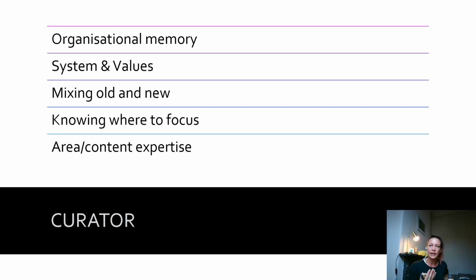They kind of maintain the department or organizational system and values. They're kind of the Jiminy Cricket, the moral compass of the group. And they provide a mix of the old and new. So they really help public servants to remember where they've come from and where they might go. And they bring some content expertise or area expertise.